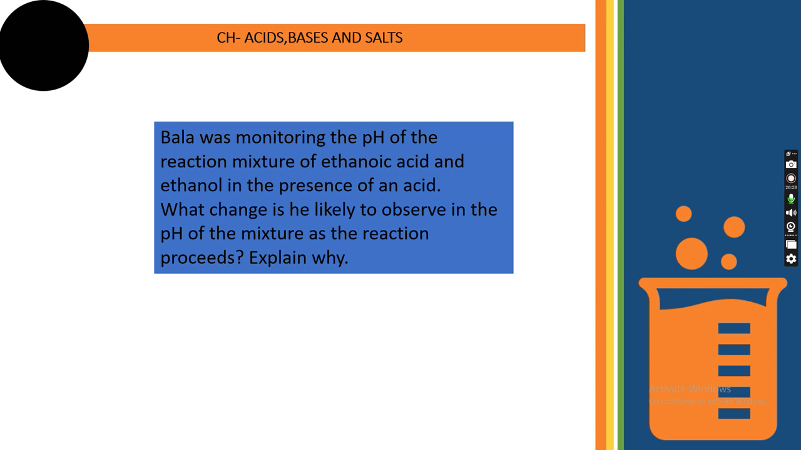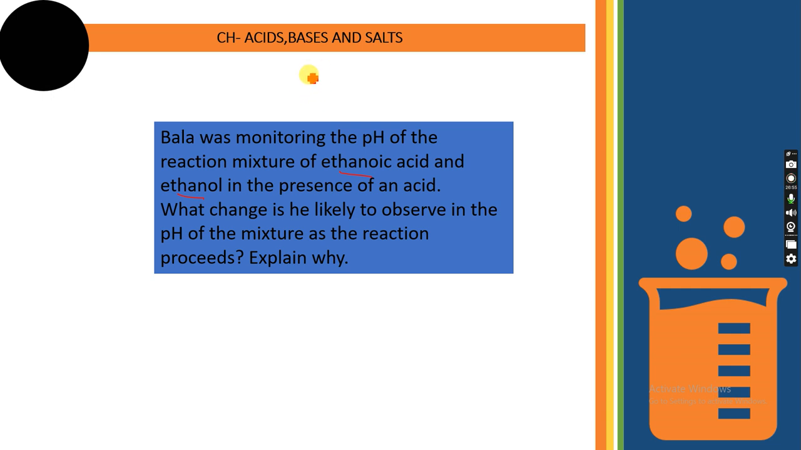Bala was monitoring the pH of the reaction mixture of ethanoic acid and ethanol in the presence of an acid. What change is he likely to observe in the pH of the mixture as the reaction proceeds? Explain why. So same thing now. This is a combination of carbon and its compounds and acid, base and salt. Why? Because here ethanoic acid and ethanol are in the presence of an acid. Always remember what it forms? Can you tell me? You can write the answer in the comment box.